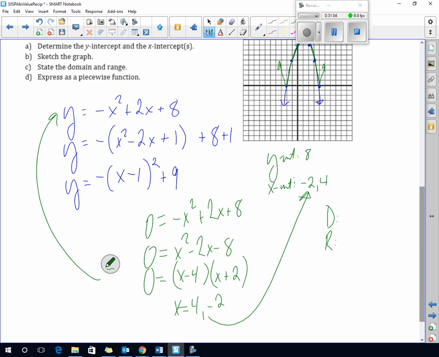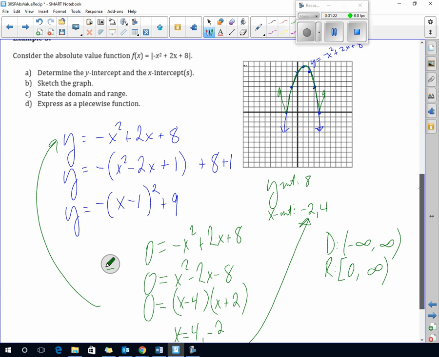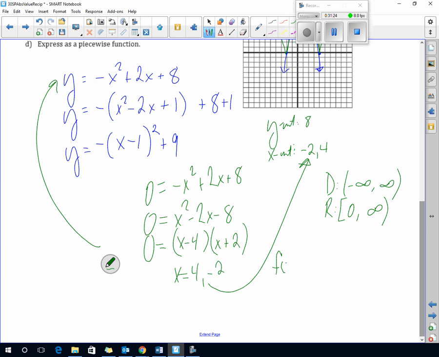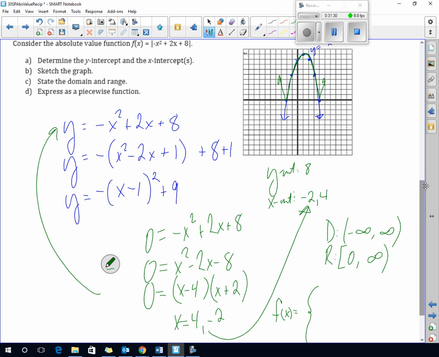Okay. And the hardest part, I guess, would be the other thing: the piecewise function. So f of x is going to equal two different things. It's the upside down parabola, which is negative x squared plus 2x plus 8, when it's between those two x-intercepts, right? When it's between negative 2 and 4.